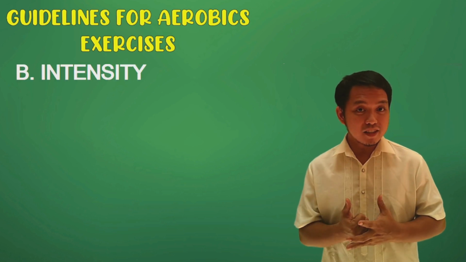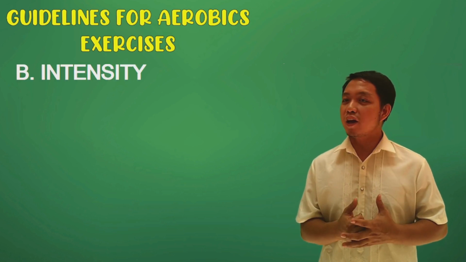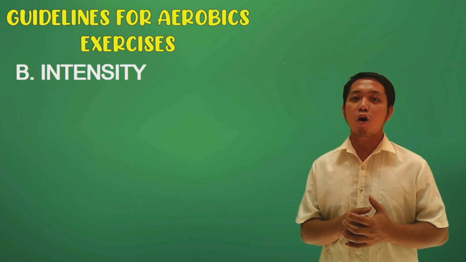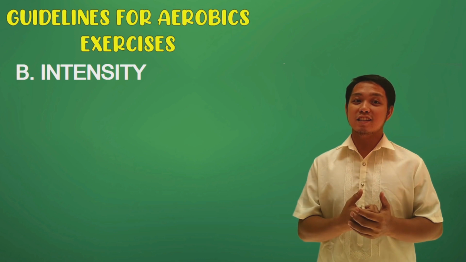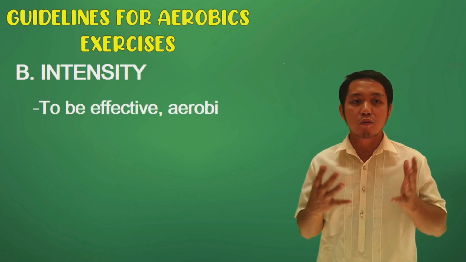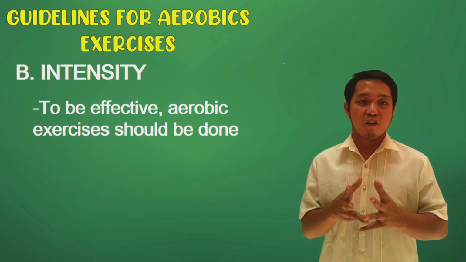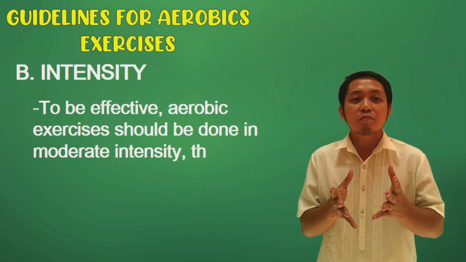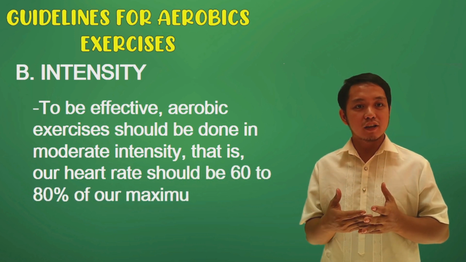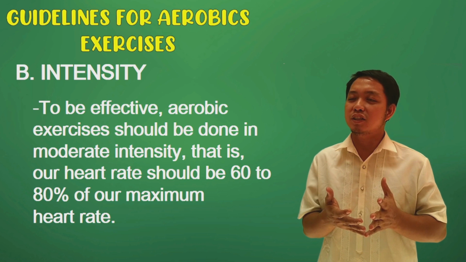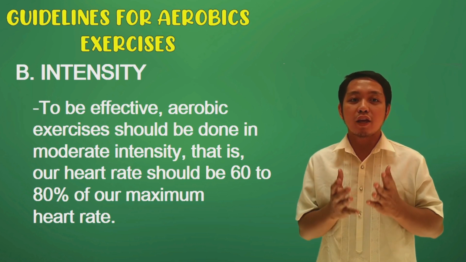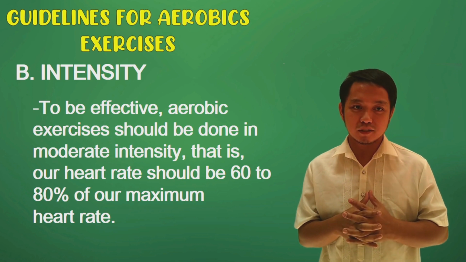In intensity, to be effective, aerobic exercise should be done in a moderate intensity. That is, our heart rate should be 60 to 80% of our maximum heart rate. First, let us determine the target heart rate by getting the maximum heart rate at the recommended heart rate range. This will then tell how hard we should exercise during our training.